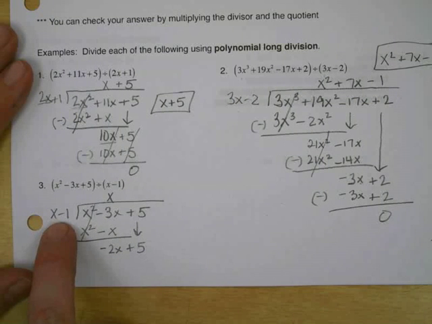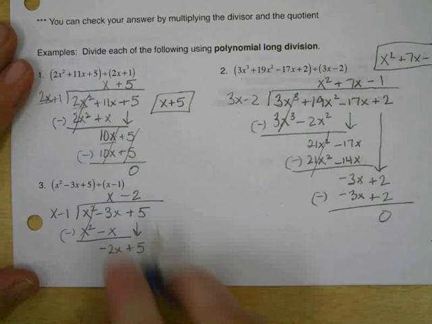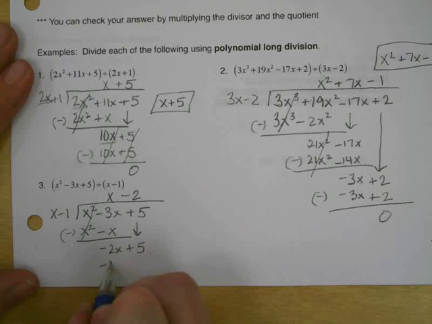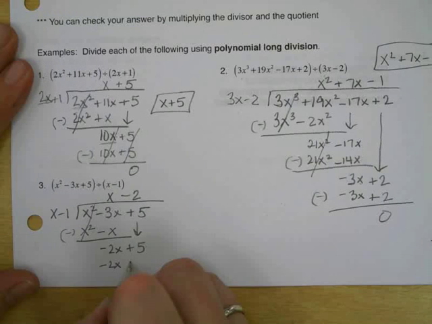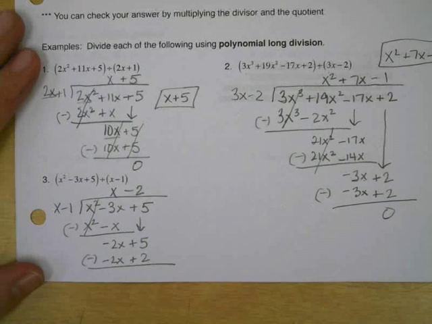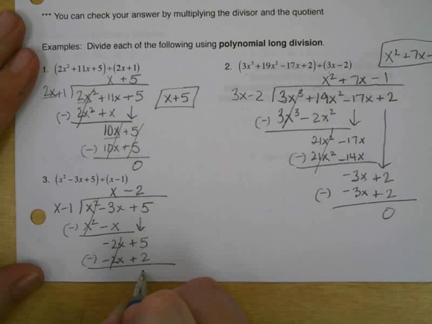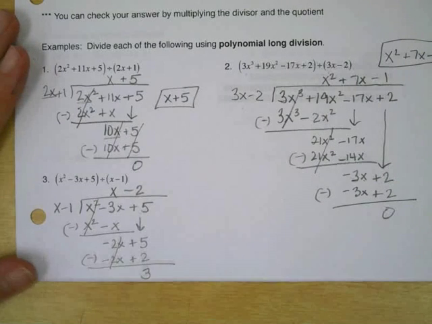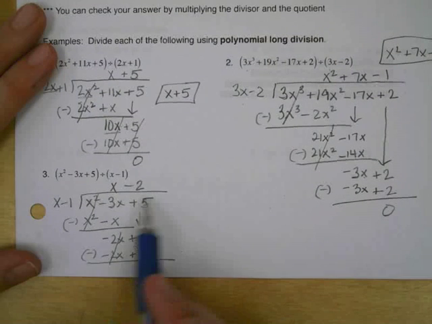So you have negative 2x, and you're dividing it by x, which leaves you with negative 2. All right, so negative 2 times x is negative 2x. Negative 2 times negative 1 is positive 2. Subtract again. So this time we're noticing the negative 2x minus negative 2x cancels. But this time 5 minus 2 does not cancel. It actually leaves us with 3. So this time I have a remainder. Did not go in there an even number of times.